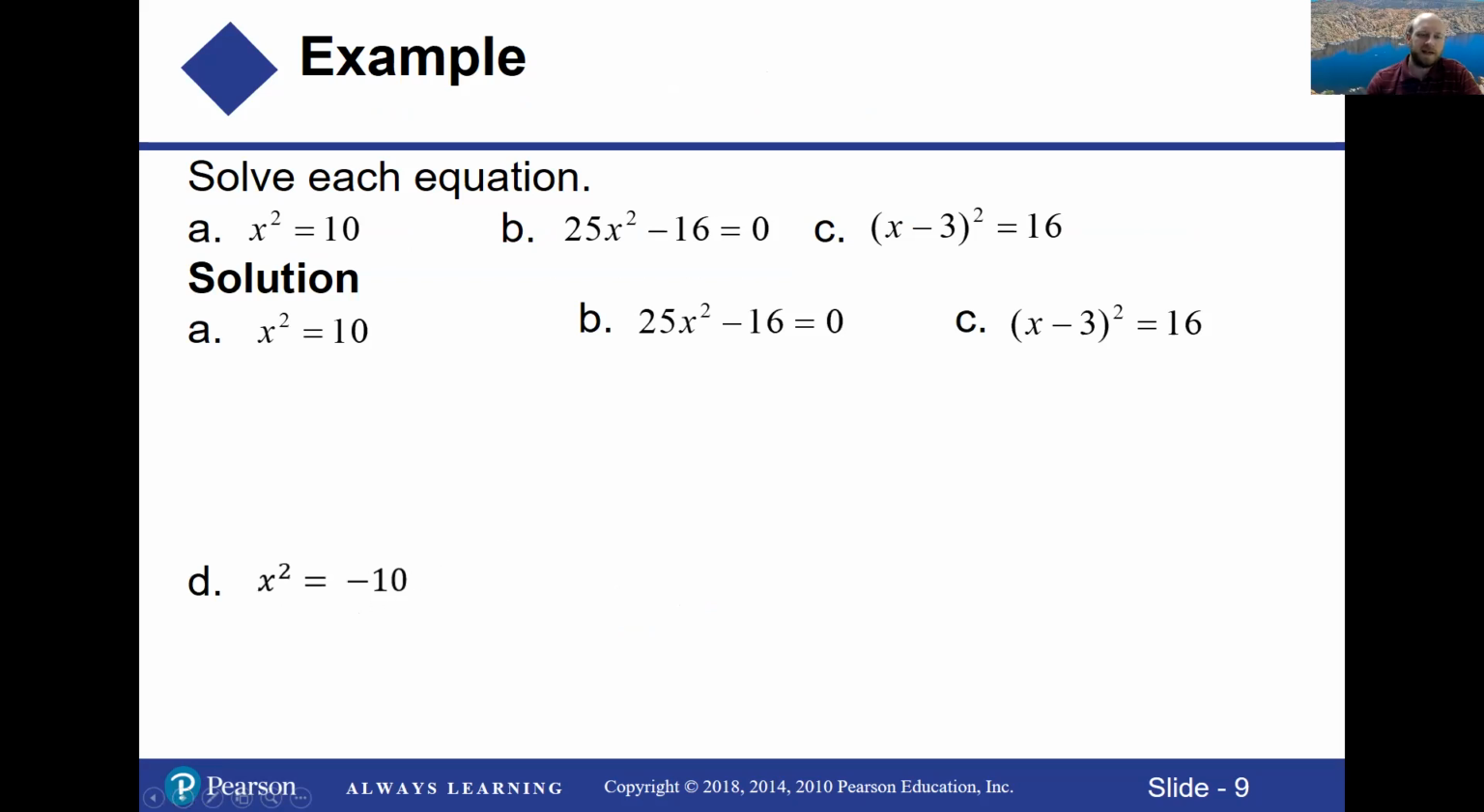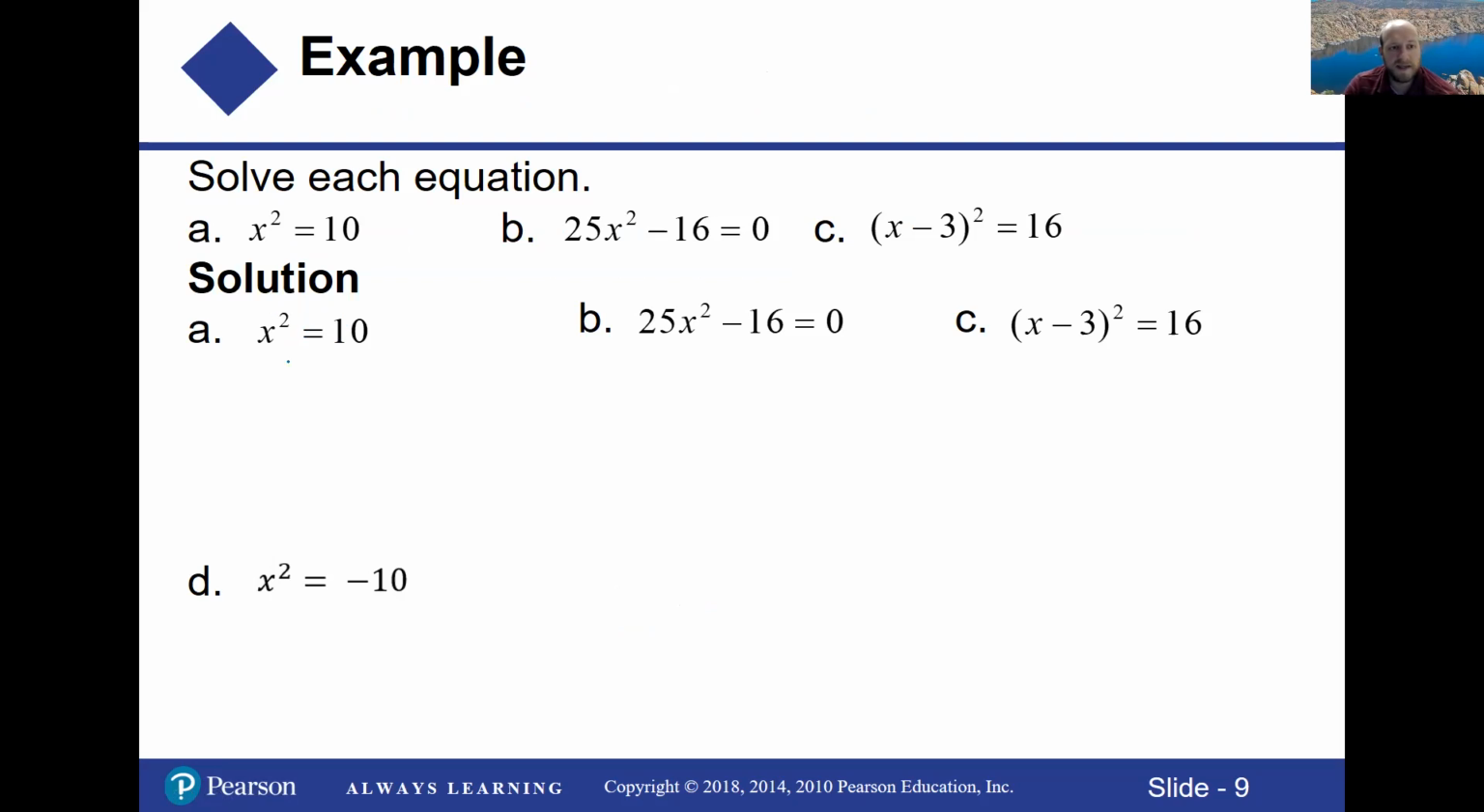I had that one up there down below. So I have 4 different examples. We're going to solve each of these. I just added this last one in because it does equal a negative number. But again, here we have no middle x term.